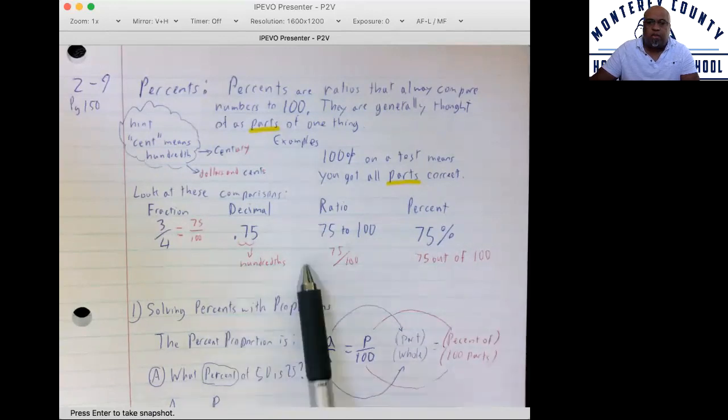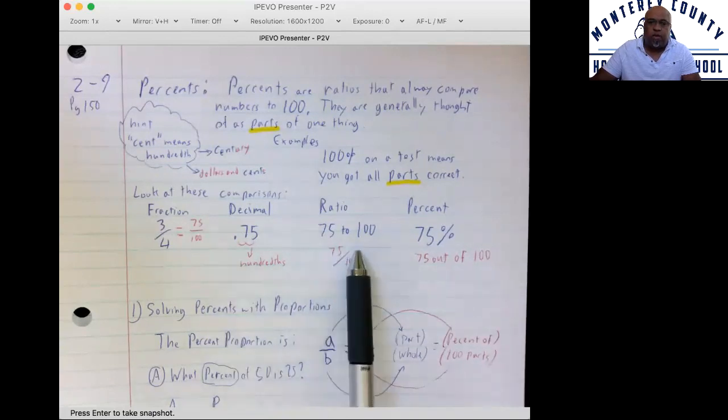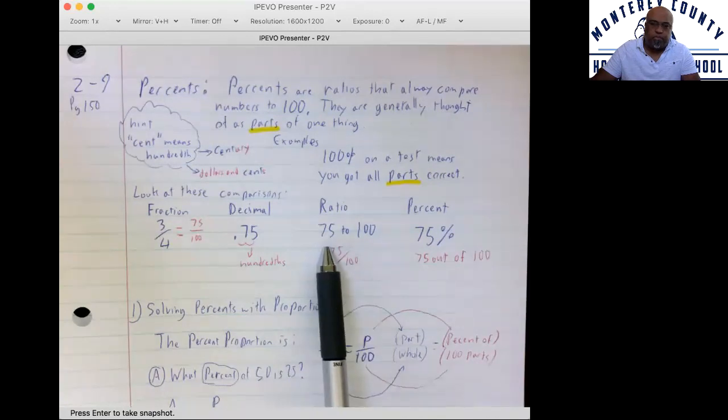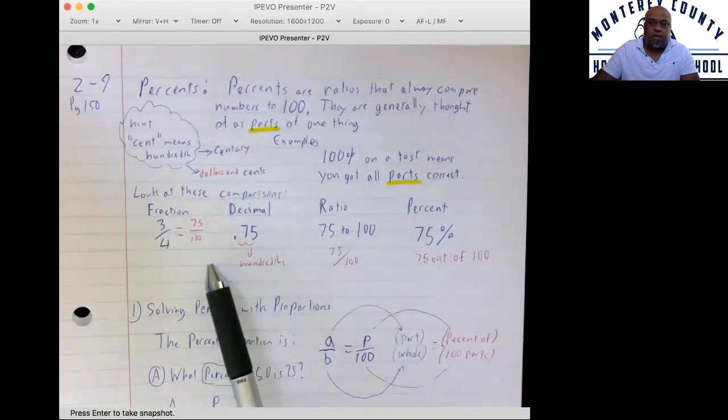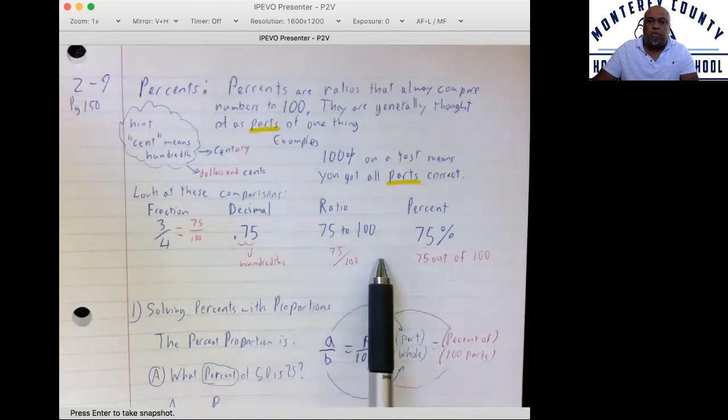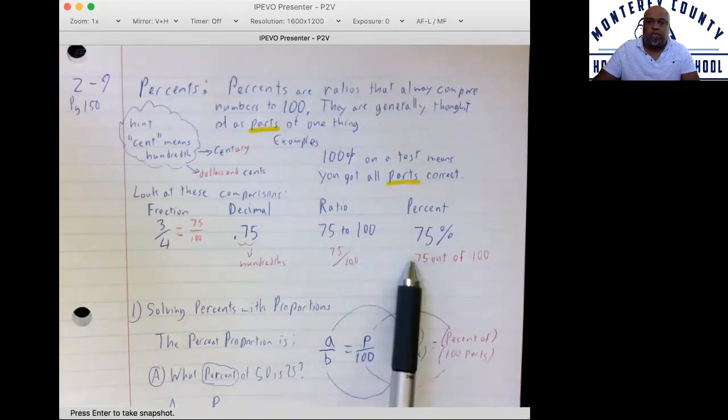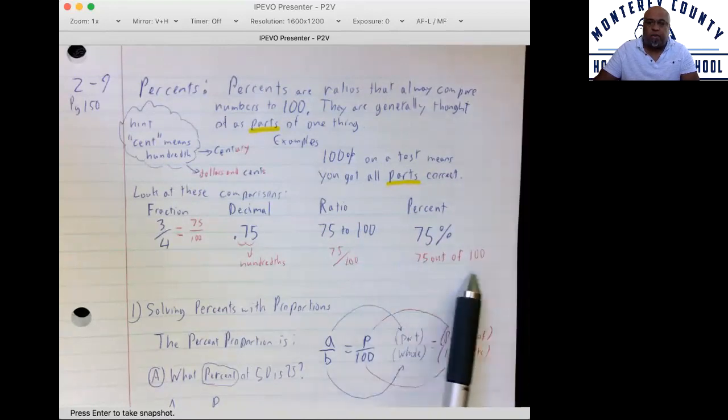The ratio 75 to 100 means you have 75 things, but 100 of them exist. Or you're comparing 75 to 100, very similar to how it is written in fraction form. And a percent automatically compares things to 100 or 100 parts. So 75% means 75 out of 100 parts.